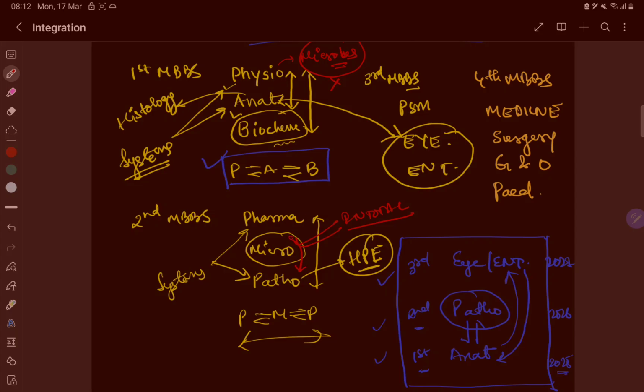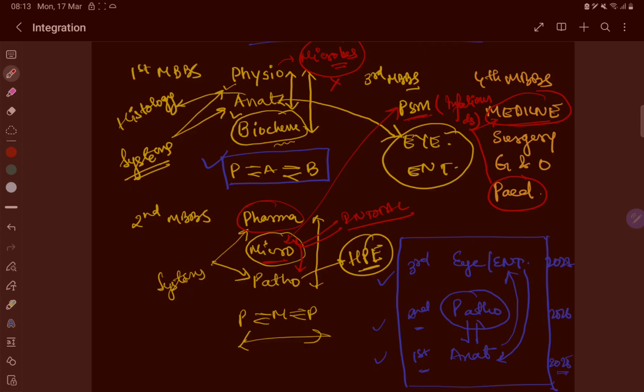And these microbes again go to the PSM department, because here we study common infectious diseases, again further related to microbiology. And again in the medicine and pediatrics departments you study infective diseases. So overall, microbiology is a vertical integration with PSM and with the medicine department. Now look, more integration.